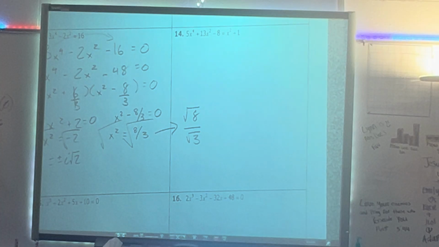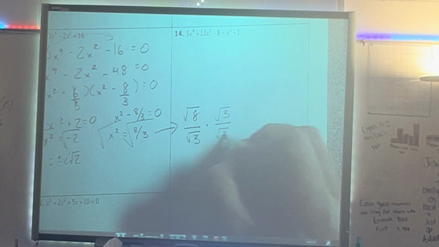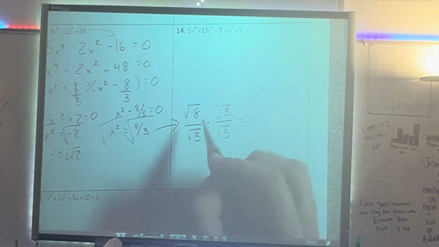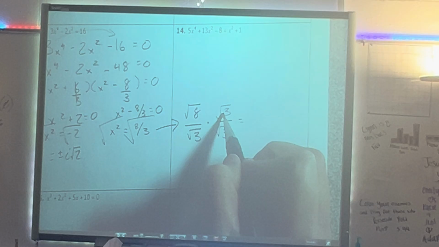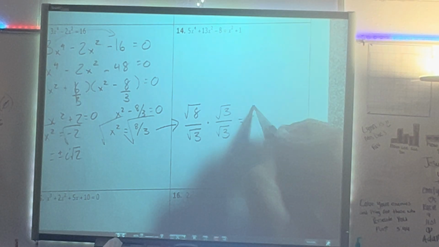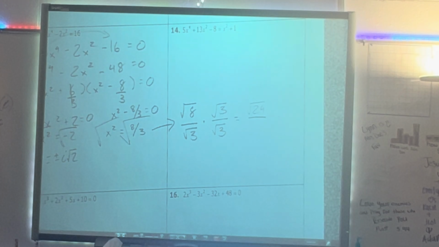Alright. You are not allowed to have a radical in the denominator. So we have to get rid of that out of the denominator. So I'm going to multiply by the square root of 3 to get rid of it. Are we okay there? Alright, so 8 times 3 is going to be what? What's 8 times 3? 24. When I do the square root of 3 times the square root of 3, it just becomes 3. Are y'all okay that it becomes 3?